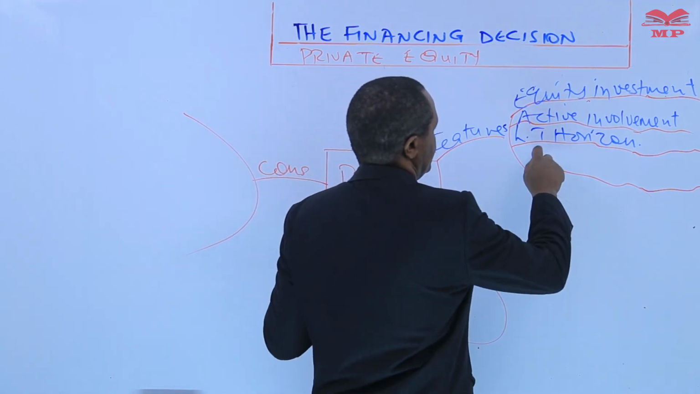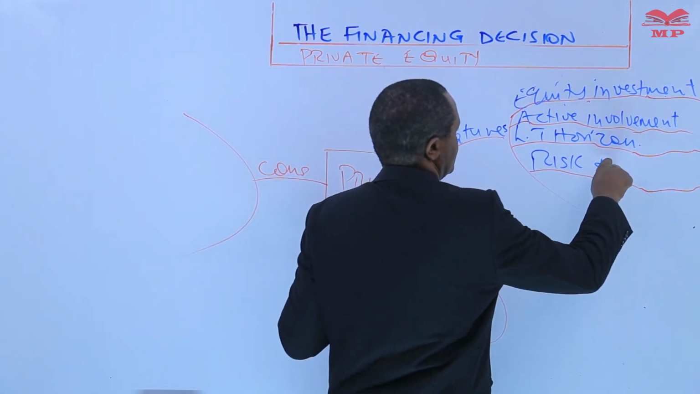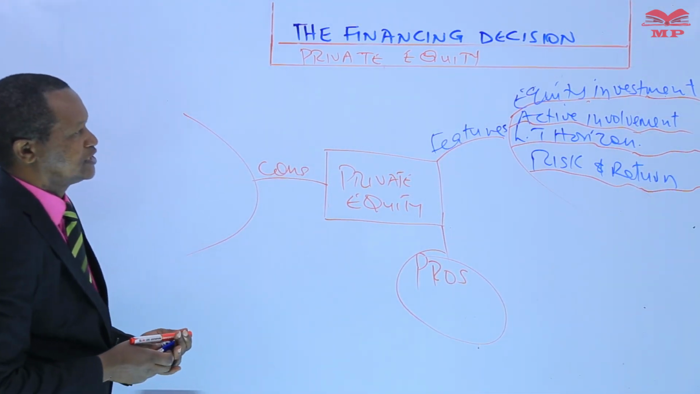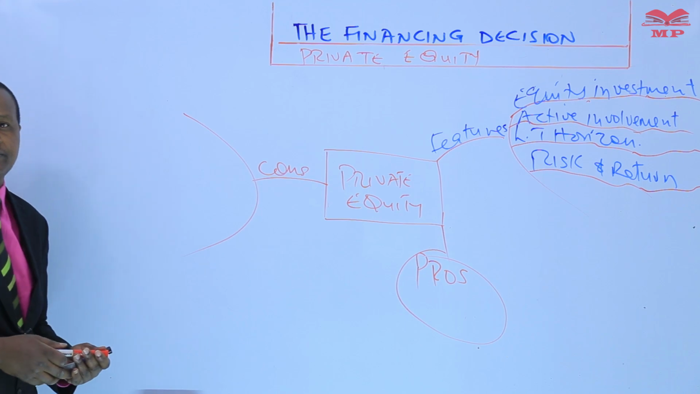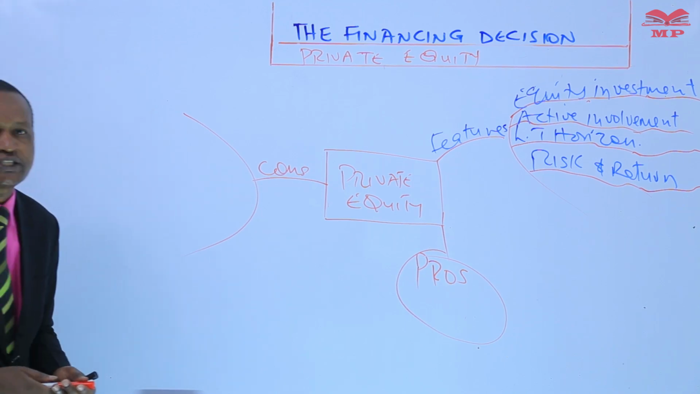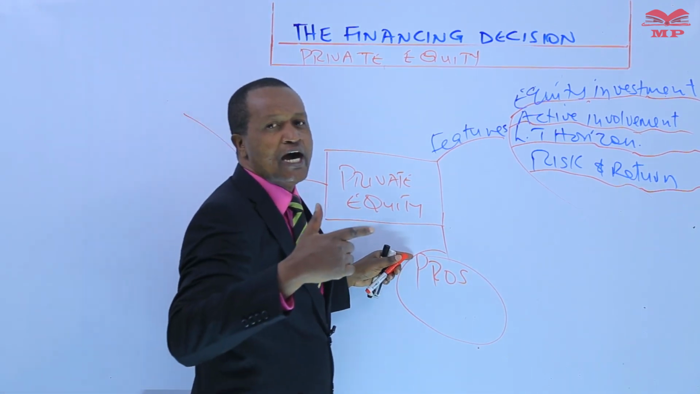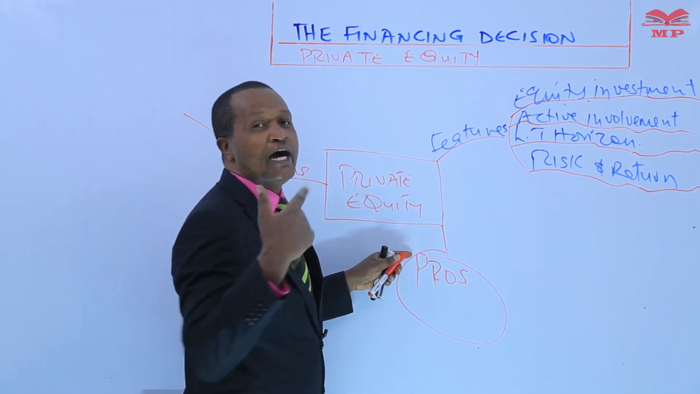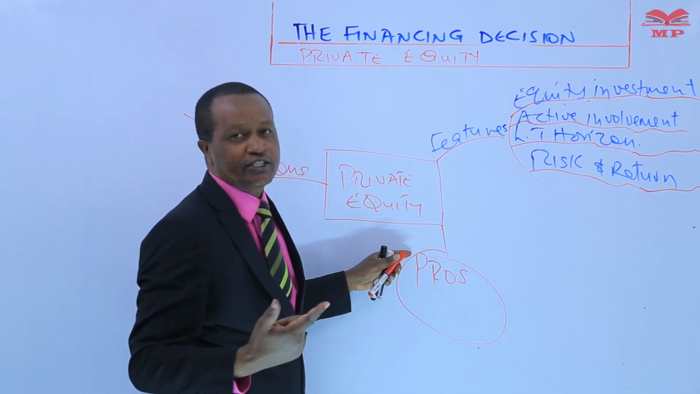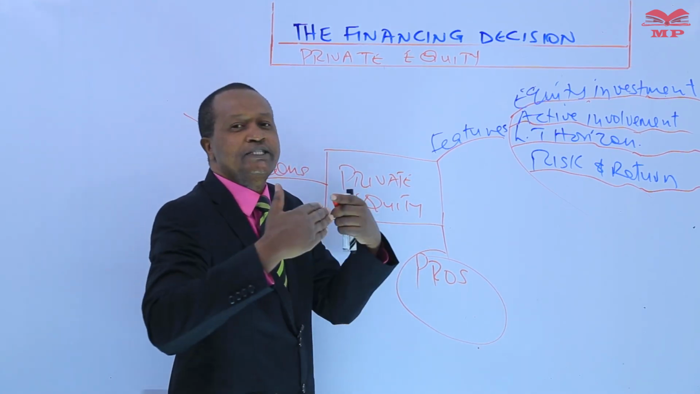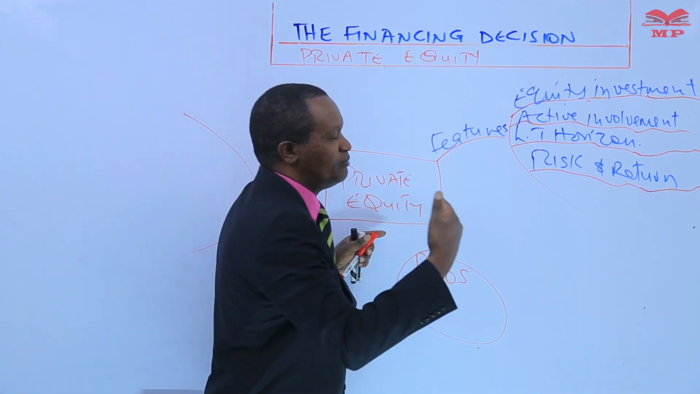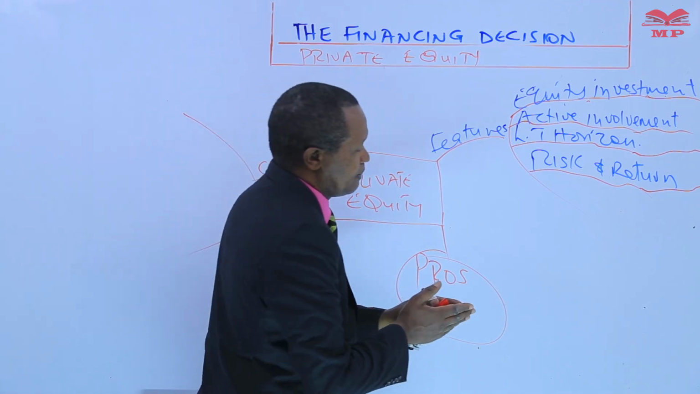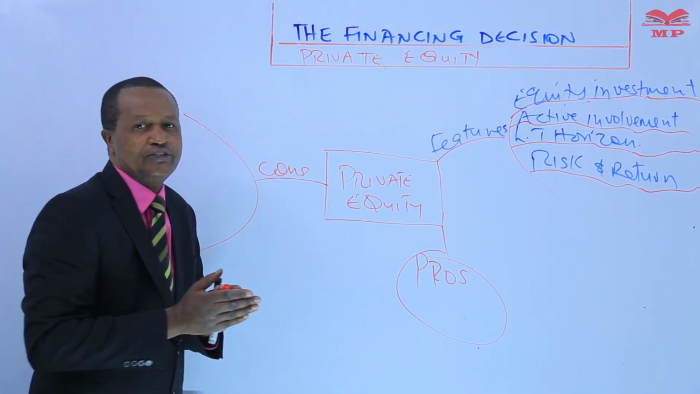Next, risk and return. How is risk and return a feature of private equity? Now, private equity investments are considered higher risk, but potentially with high returns or rewards. So investors seek to achieve substantial returns by actively managing and growing the company in which they invest.